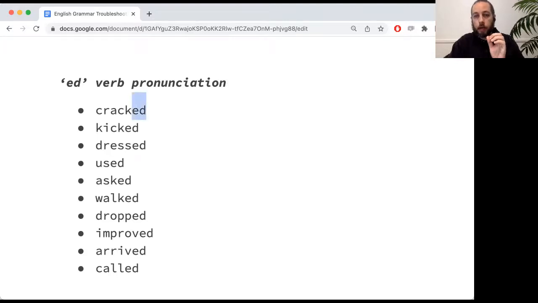So the word crack, when it's no ED, it's one syllable, crack. When there's the ED, it's also one syllable, cracked. The only difference is the ending sound, the soft cracked. Try this one, kicked. So it should end in a soft T, just a soft sound. And you shouldn't be adding another syllable. All right, try this one, dressed.